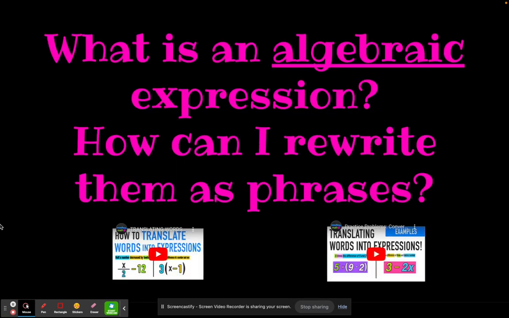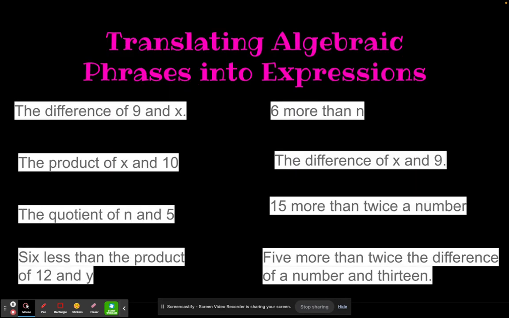And then how is an algebraic expression rewritten as a phrase? So again, 2 huge videos. You can watch those in the playlist. I just kind of want to go through this. The difference of 9 and x. So let's practice this together. Difference means subtraction, right? So if I'm finding the difference of 9 and x, there you go.